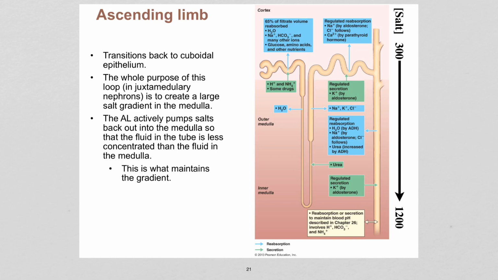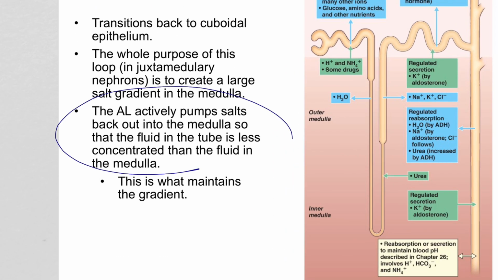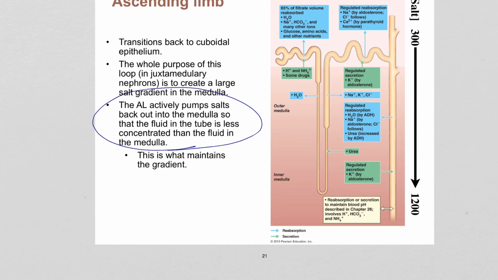The ascending limb, again, active transport of salts, primarily sodium chloride. That's the big driver of building the salt gradient. We already covered that, so there's not really a whole lot else to do here.